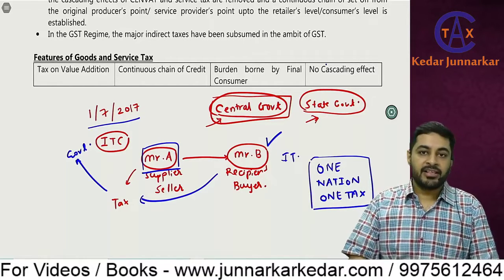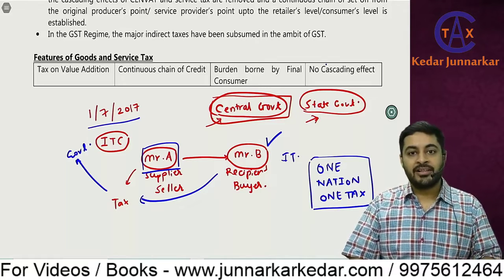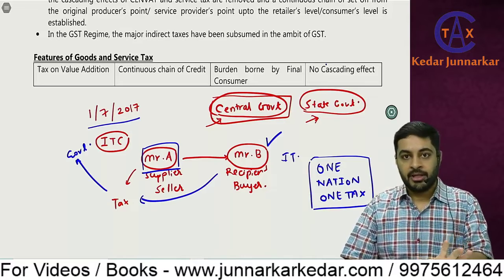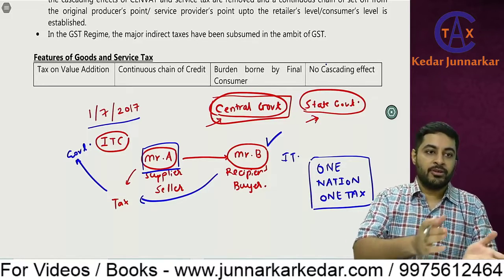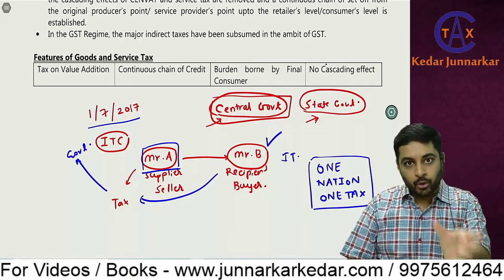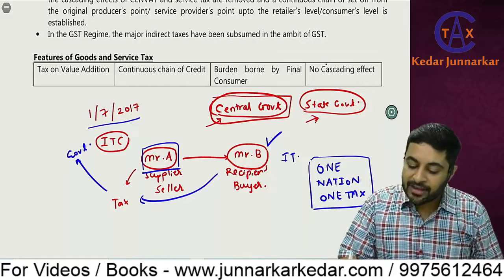But now under GST, even if you sell a product in Assam or Maharashtra, the total tax you are going to pay will remain the same. Maybe the type of tax will change. There are multiple taxes that we'll study now, CGST, SGST. So the type of tax will change, but the total tax under GST will remain the same. That's why it is called one nation, one tax.